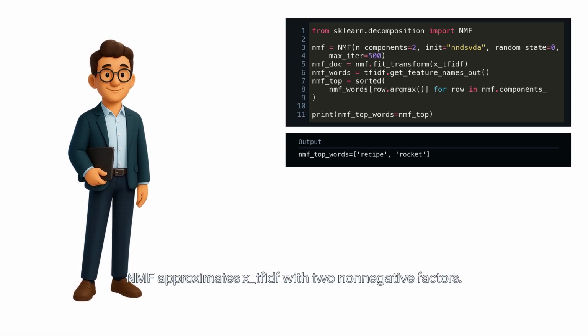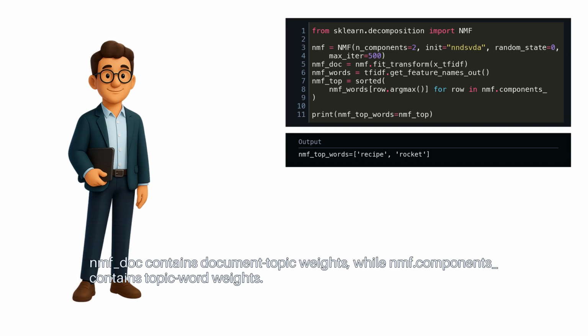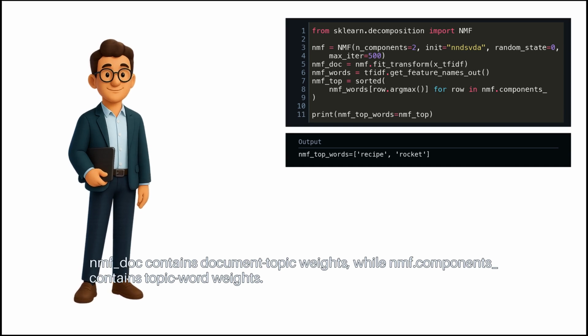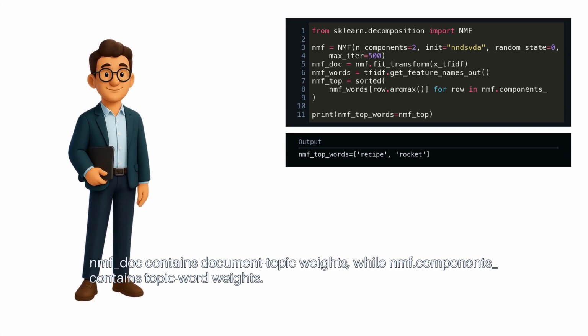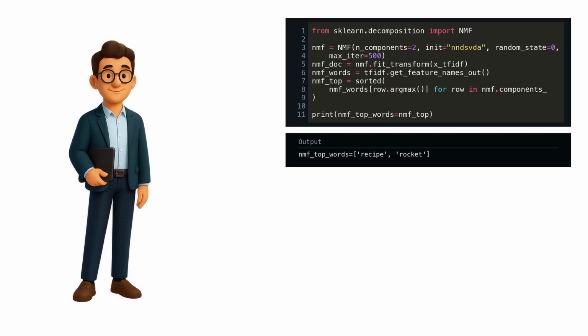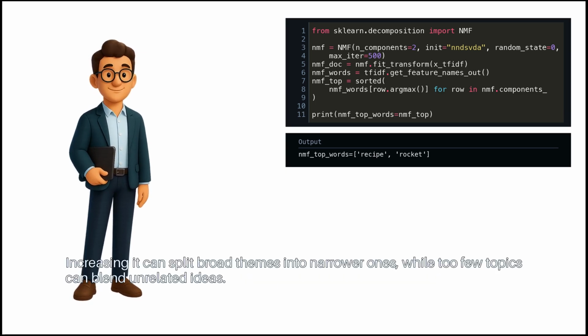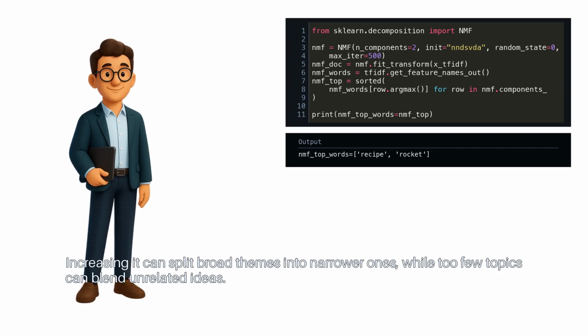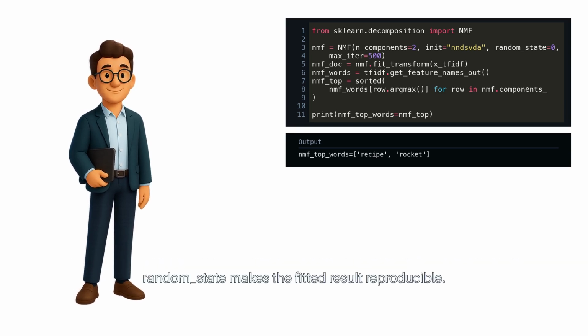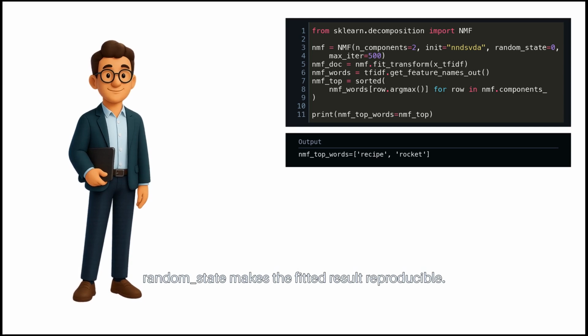NMF approximates X_tfidf with 2 non-negative factors. nmf_doc contains document topic weights, while nmf.components_ contains topic word weights. The n_components value fixes the requested topic count. Increasing it can split broad themes into narrower ones, while too few topics can blend unrelated ideas. Random state makes the fitted result reproducible.